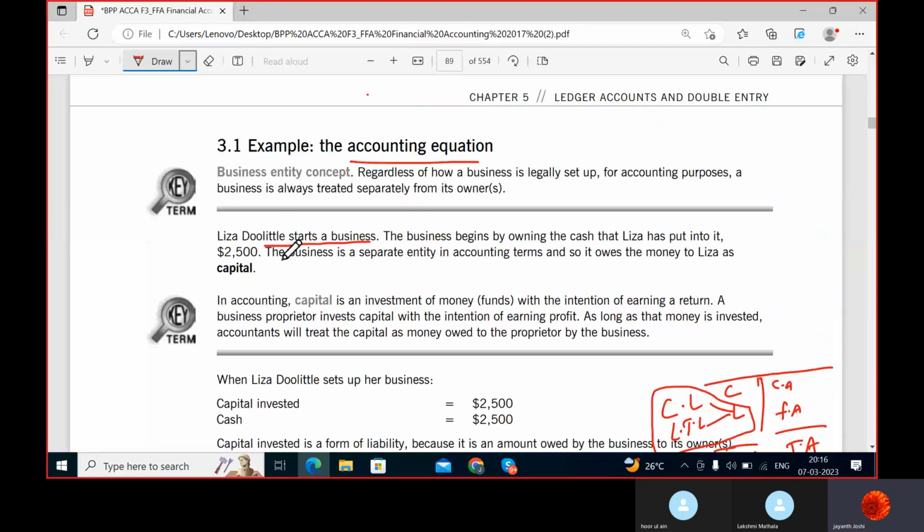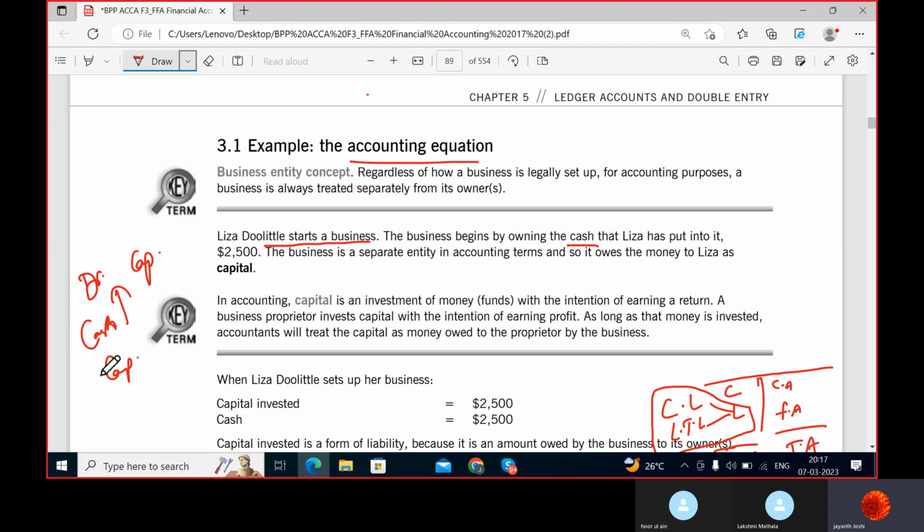Lisa Doolittle starts a business. So when Lisa Doolittle is starting a business, the amount she is investing into the business is called capital, and that capital is in the form of cash here. Okay, so it's a cash investment which Lisa Doolittle is doing in the business. So the entry for this would be cash account debit. Why? Because when Lisa Doolittle starts the business, she brings cash into the business. That increases the cash balance in the business. So increase in cash is debit and capital is credit.